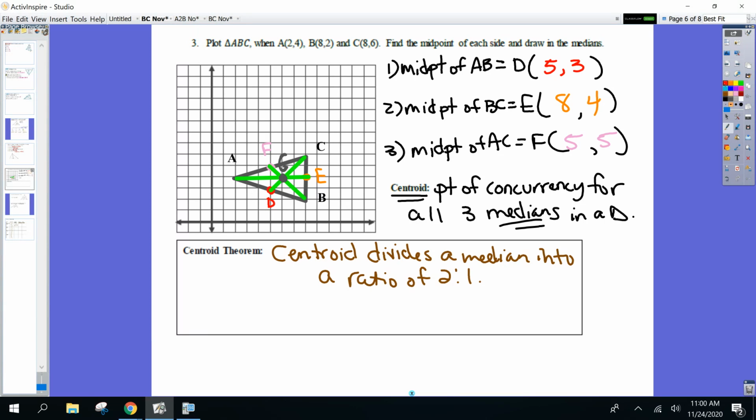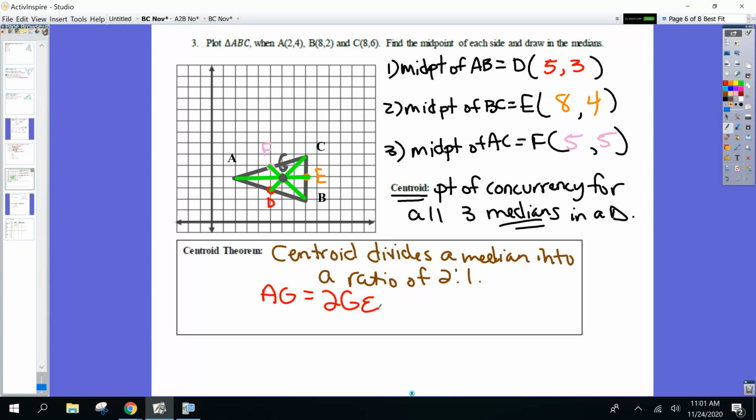Here's what this theorem is saying about the centroid dividing the median in a ratio of 2 to 1. If I look at median AE, everyone ready? AG, that length from the vertex to the centroid, is twice the length of GE. That's what 2 to 1 means. The part from the vertex to the centroid is double the length from the centroid to the side.